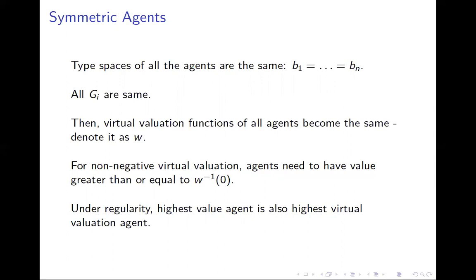But remember, everybody has the same virtual value function. So because of regularity, highest value also is the highest virtual value in this case, right? Because if everybody has the same virtual valuation function, whoever has the highest value will also have the highest virtual value because of regularity. Okay. So in this case, at least the auction or the optimal mechanism simplifies. If all the agents have value less than W inverse 0, nobody gets the object. Otherwise, whoever has the highest value, he gets the object.